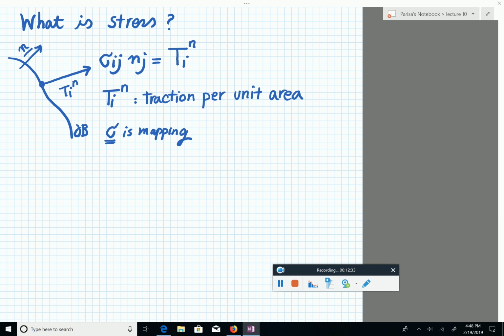Thomas. Who was first? It's mapping the direction, normal vector to traction. Exactly. So it is mapping the normal to the boundary to the force per unit area. And that's why it's a tensor. Okay? So it's mapping n into forces.